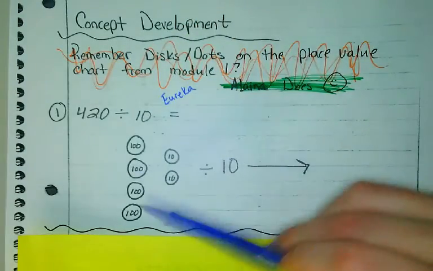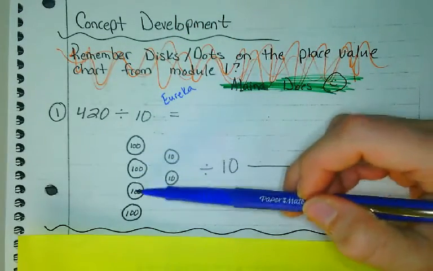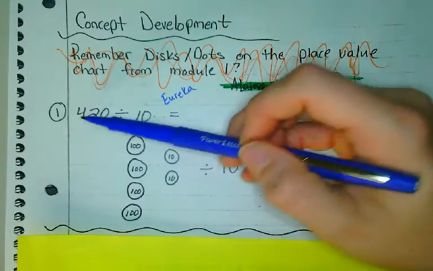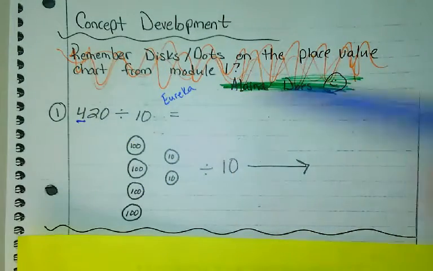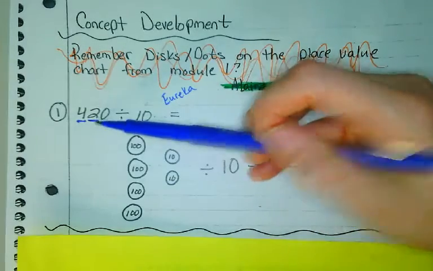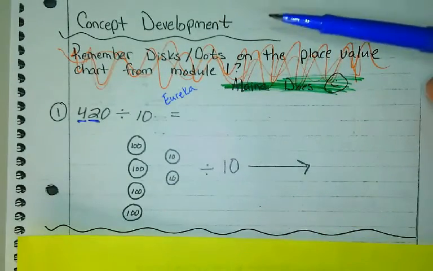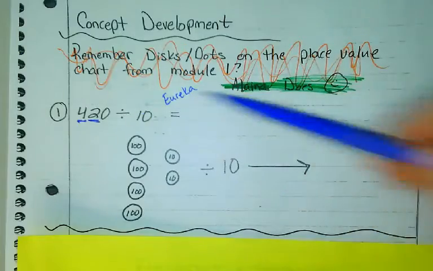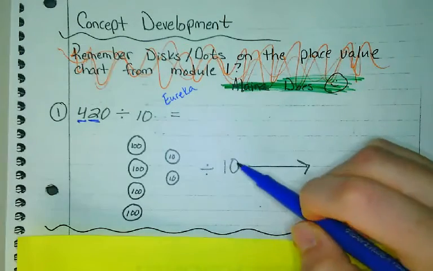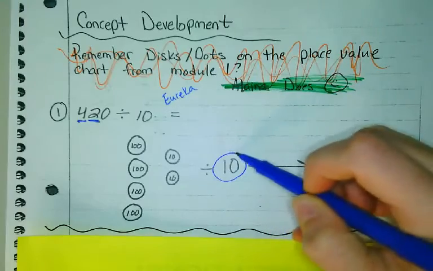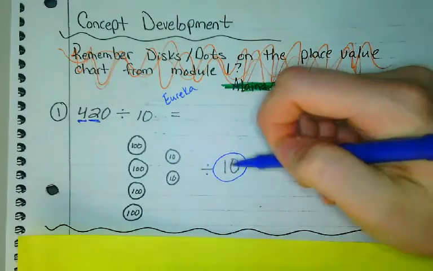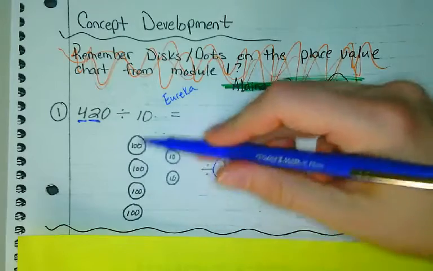And I drew some discs out. I have 4 discs of 100: 100, 200, 300, 400, hence 400. And then I have 2 discs of 10: 10, 20, hence 20, or 2 in the tens place. Now I'm going to be dividing that by 10. To divide it by 10, I need to see how many times this 10 can go into each one of these discs, okay? So I'm going to start with my highest values, my 100 discs.